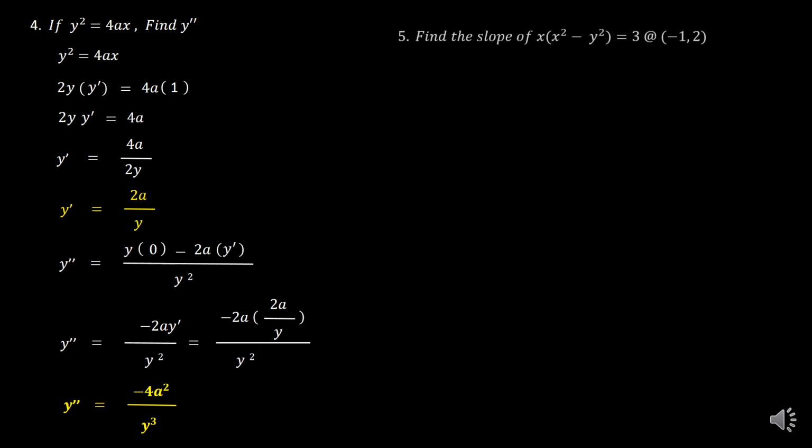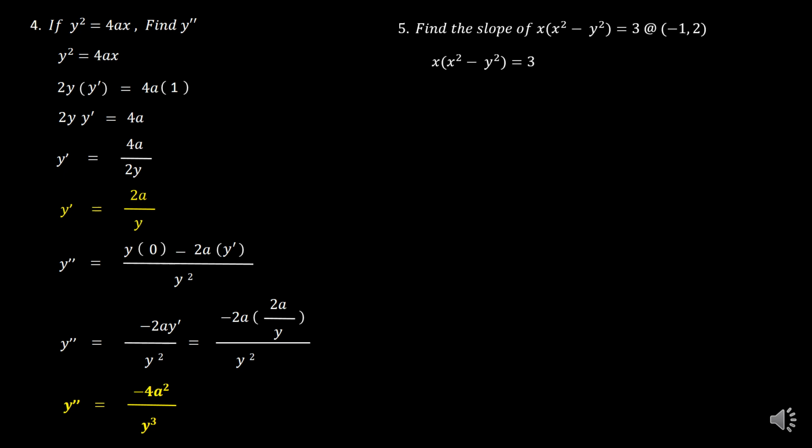Number 5, slope in implicit form. Find the slope of x times (x squared minus y squared) equals 3 at point (negative 1, 2). Take the derivative of x times (x squared minus y squared) using the derivative of a product. Copy the first factor, which is x, multiplied by the derivative of the second factor. The derivative of x squared: copy the exponent, which is 2, multiplied by the base x, subtract 1 from the exponent, 2 minus 1 is 1, times the derivative of the base x, which is 1.